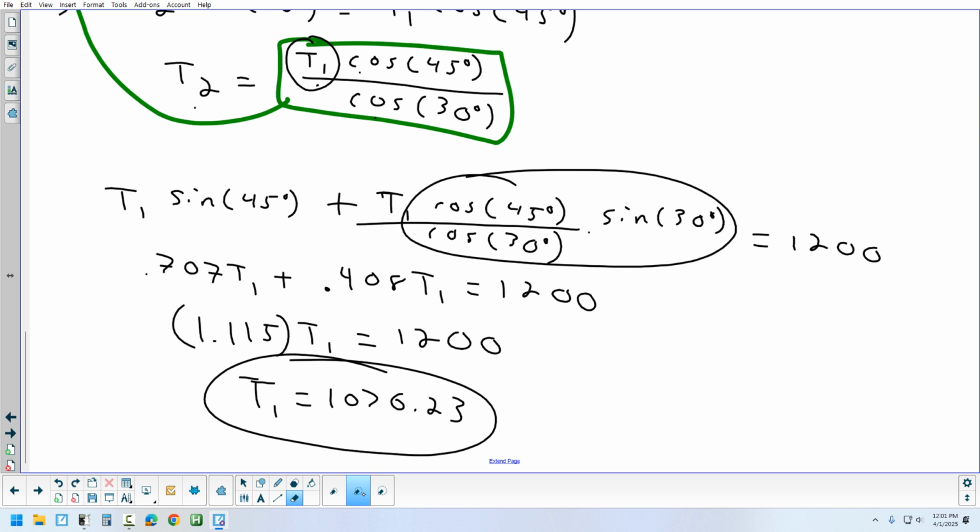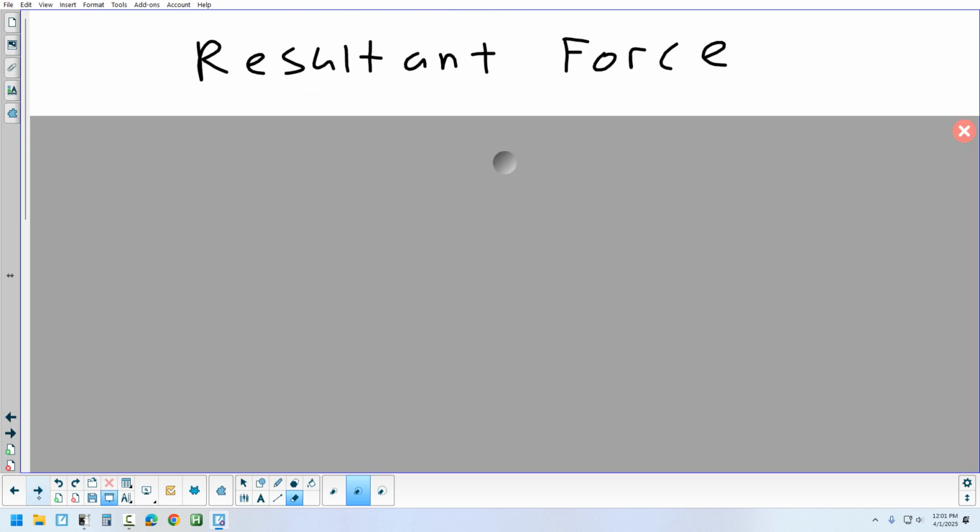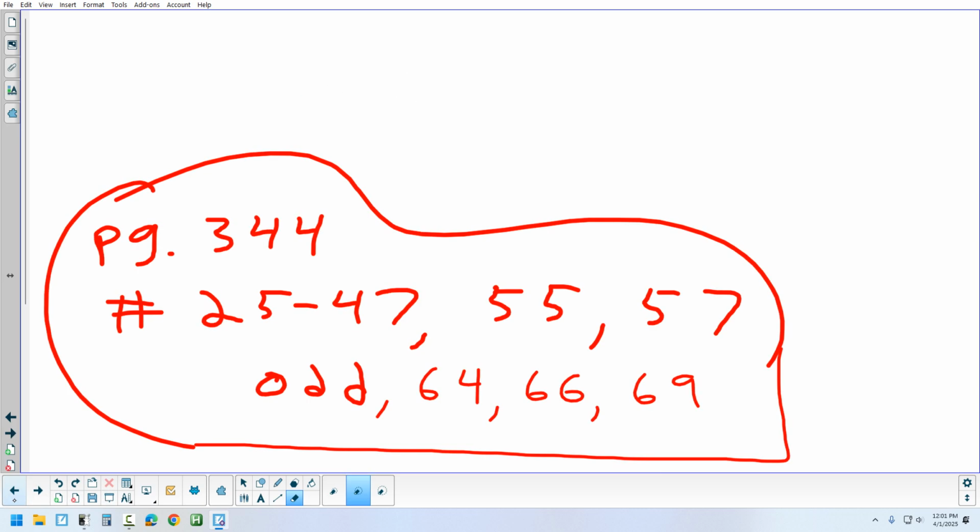Okay, so let me put up the homework. There are 2 questions I need to change. Let's see. It's definitely this one. I think it's 64. Yep, 64. Okay, so that's the homework for tonight. 25 to 47, those are odds. 55 and 57 are velocity vector problems, and 66 is a static equilibrium.